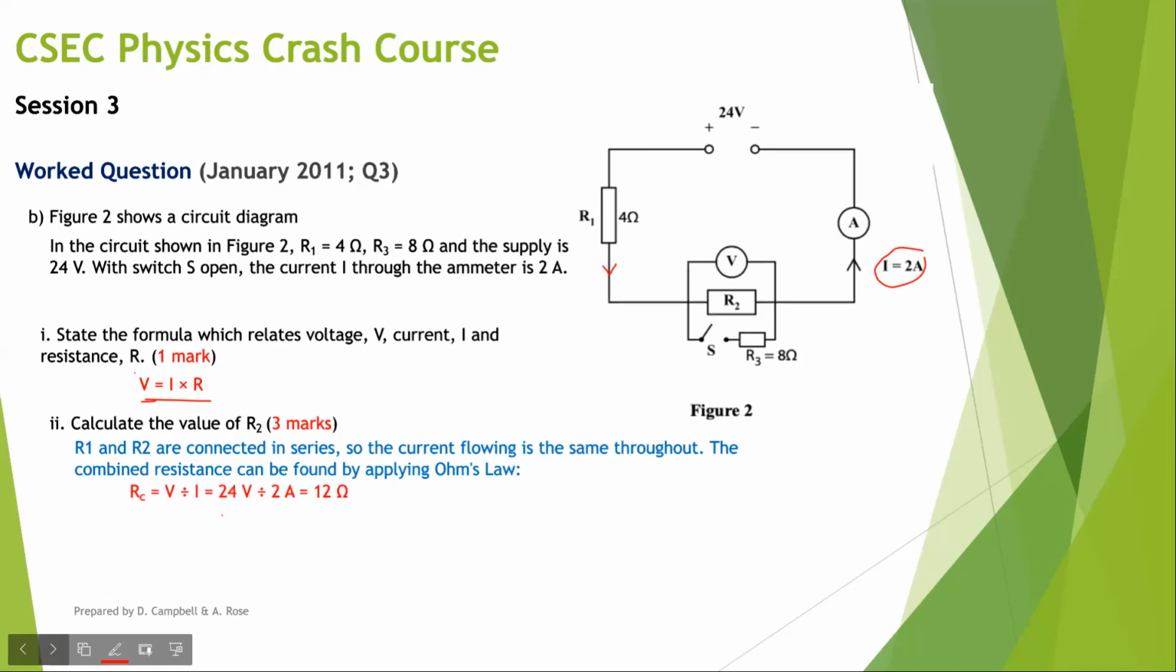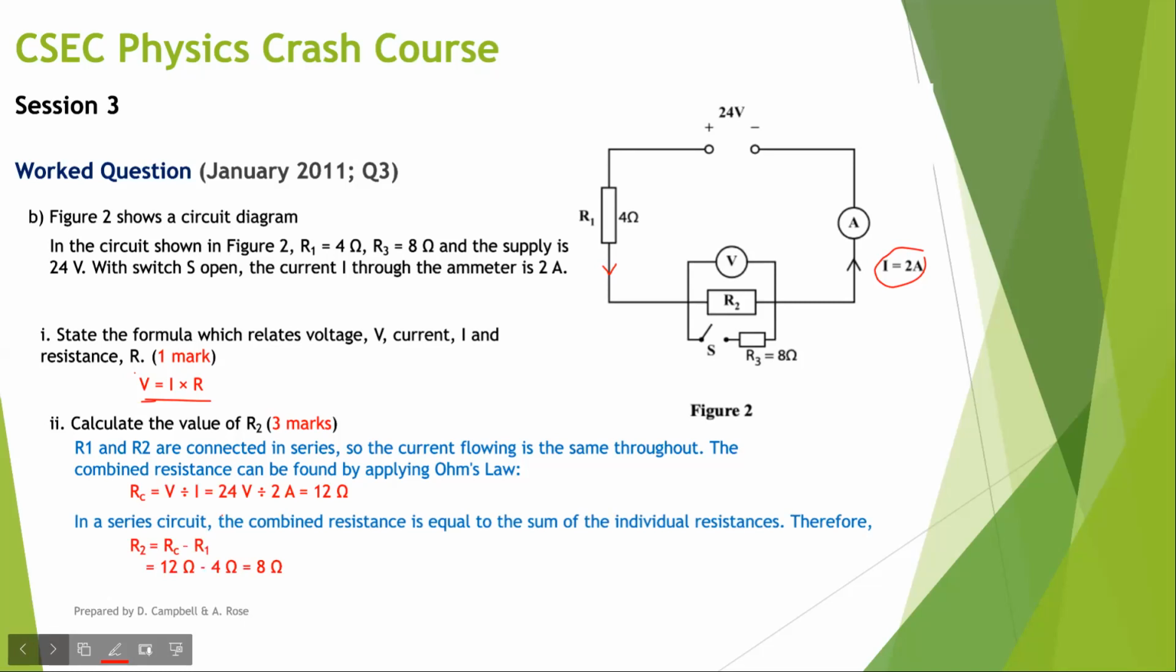So resistance is equal to voltage divided by current. So we can find the total resistance by dividing the 24 volts by 2 amperes, and that gives us 12 ohms. Now, because the 12 ohms is the combined resistance, and we know the value of R1, we can find R2 by subtracting the 4 ohms from the 12 ohms, and that would give us 8 ohms for the resistance of R2.